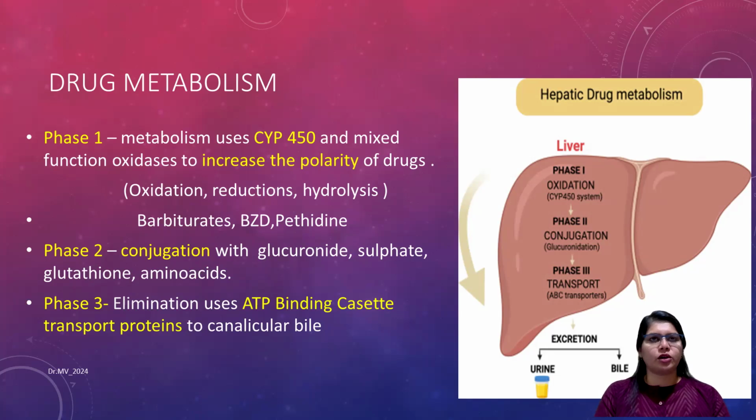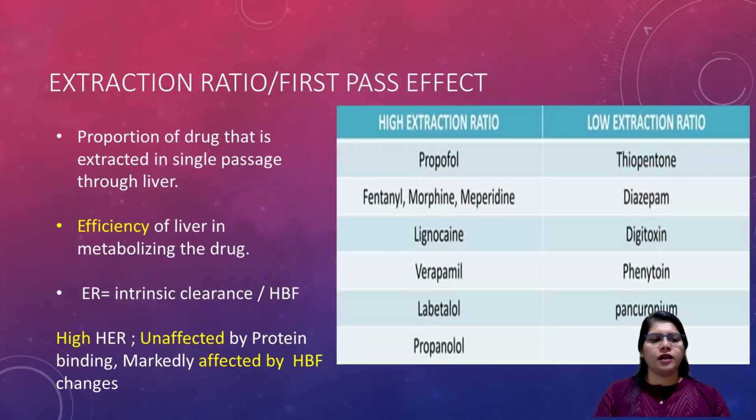Phase 2 reactions are conjugation reactions that include attachment of ionized groups to the drugs, and then it will increase the water solubility, allowing it to get excreted in the bile and urine. In phase 3, there is elimination using the ATP binding cassette transport proteins. Any dysfunction of the ABC protein will hinder the bile flow. It will predispose to drug accumulation and cholestatic liver injury.